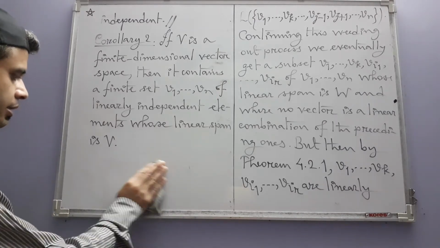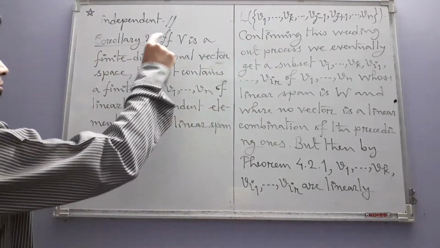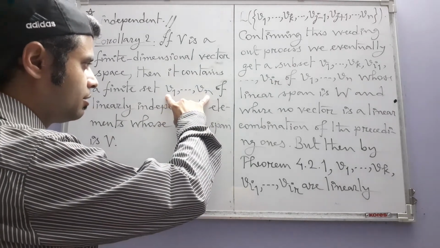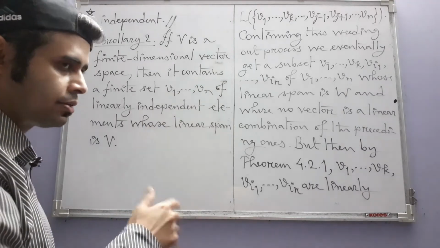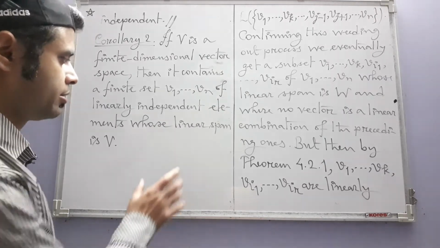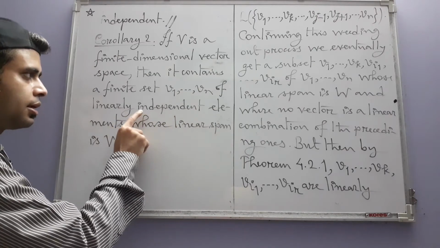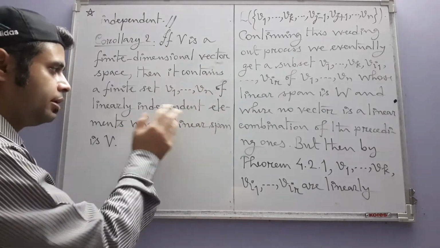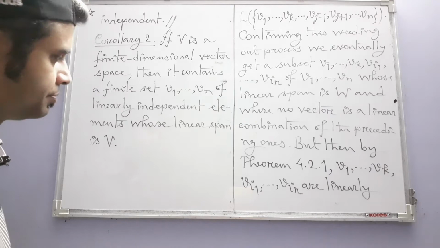Now, what we are saying in this corollary is that if we have a finite dimensional vector space V, then we can find a finite set of vectors in V whose linear span is V. That of course comes from the definition of finite dimensionality. We don't need this result for that. However, additionally what the result says is that not just any finite set but a finite linearly independent set can be found whose linear span is V.